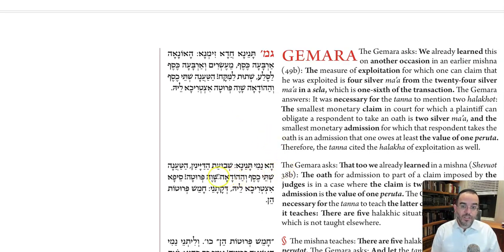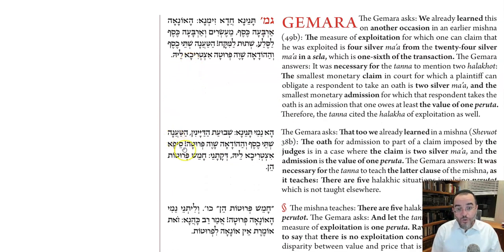Ha namitinena shivata dainin tatana shenechesef odasha veperuta. Hold on, but these other two items that you said are new are actually also already in the Mishnah in Masechet Shavuot, where it says Shvuat Dayanin, regarding oaths that are imposed by judges, if it's a ta'ana, modeh b'miksat, he admitted to part of it, then the entire claim has to be at least two kesef, two ma'a. And if it's an admission, it has to be at least one peruta.